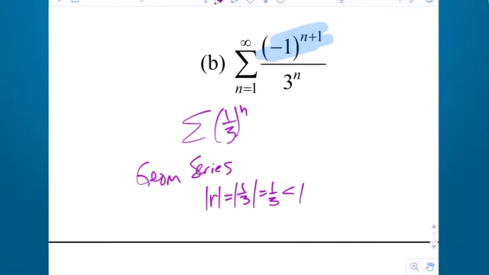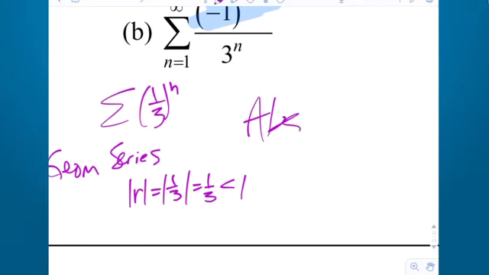So does it converge on its own without the alternator? It does. So it doesn't need the alternator's help. The alternator is going to make the sum smaller, but it's already finite. So anything that's smaller than finite will just be still finite. So this one we say then is what? Absolutely convergent.